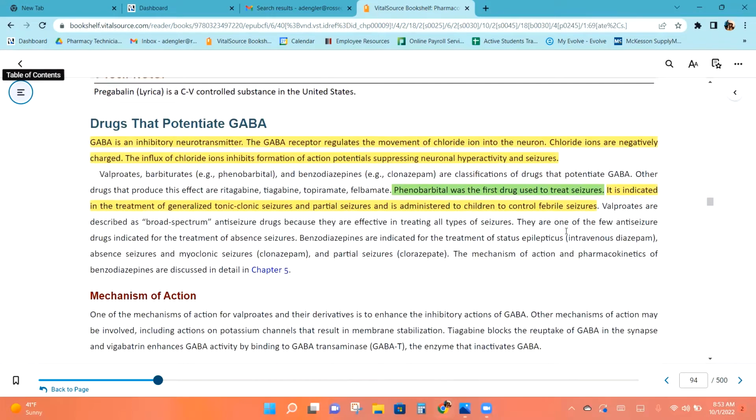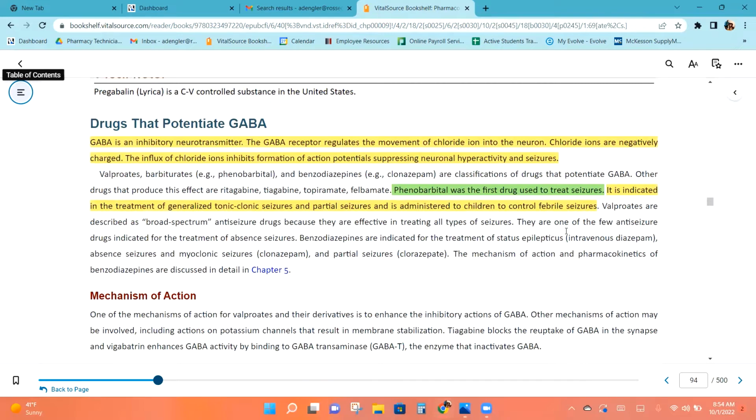GABA is an inhibitory neurotransmitter. The GABA receptor regulates the movement of chloride ion into the neuron. Chloride ions are negatively charged. The influx of chloride ions inhibits formation of action potential, suppressing neuronal hyperactivity and seizures.